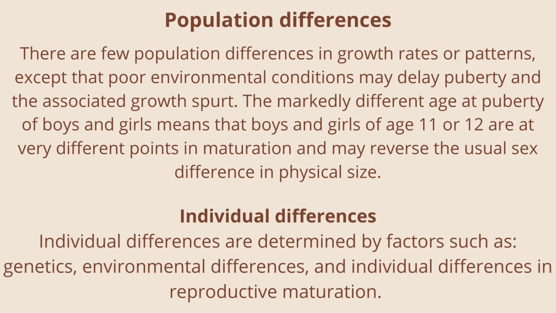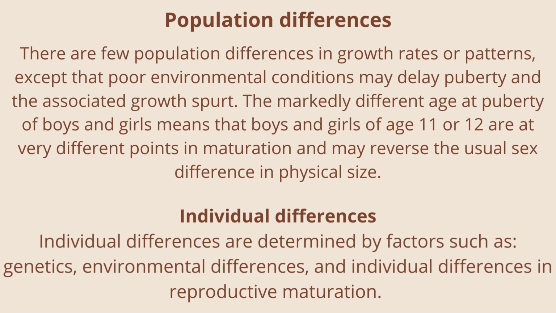But we also look at population differences. There are few population differences in growth rates or patterns, except that poor environmental conditions may delay puberty and the associated growth spurt. The markedly different age at puberty of boys and girls means that boys and girls of age 11 or 12 are at very different points in maturation and may reverse the usual sexual differences in physical size.